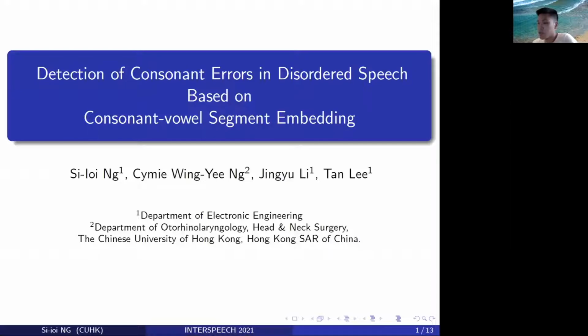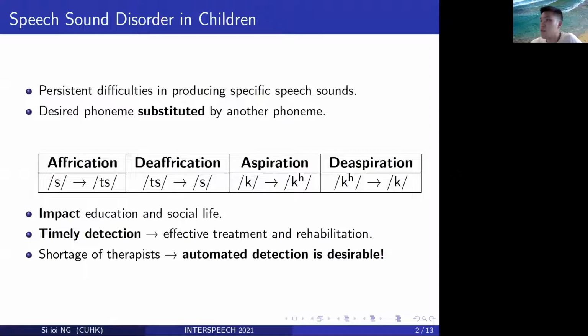This study investigates the use of consonant-vowel segments in the detection of disordered speech. We focus on children with speech sound disorder. The disordered children encounter persistent difficulties in producing specific speech sounds, and it is very common that they substitute the desired phoneme by another phoneme. This table shows some examples of the substitution errors made by the disordered children.